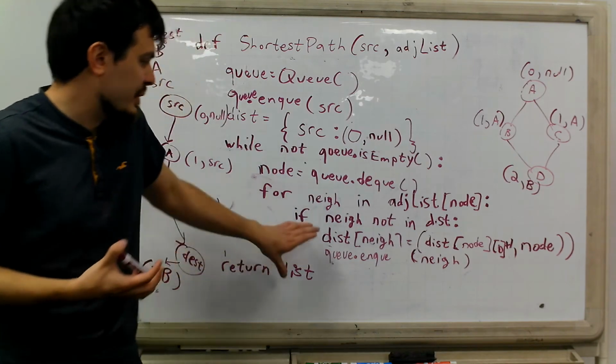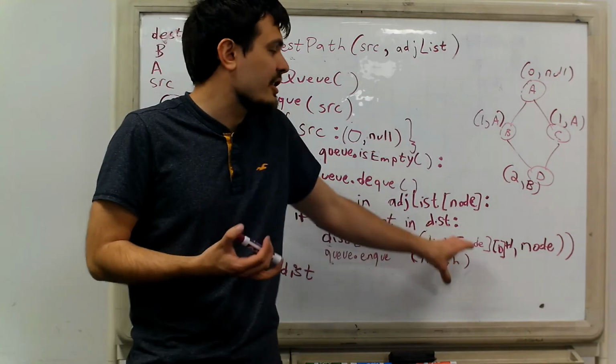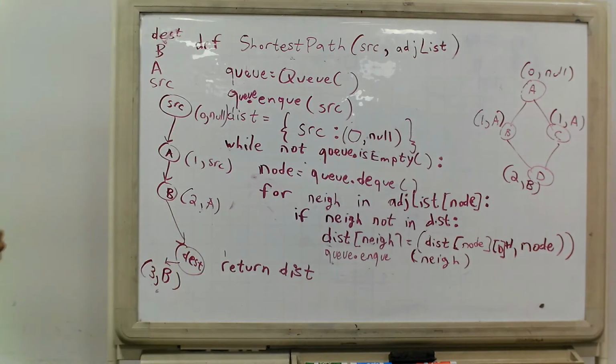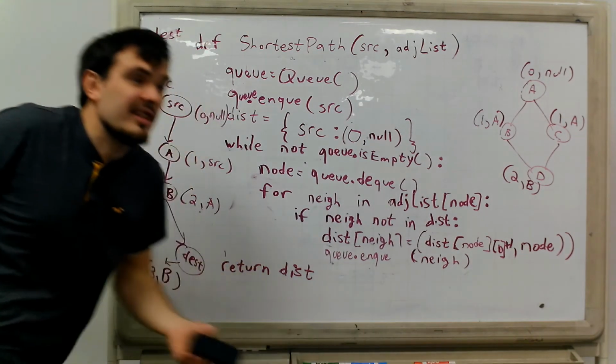Yeah, alternatively, you could put these in different dictionaries. You could have a distance dictionary, and you could have a traceback dictionary. Okay. Any more questions on this?